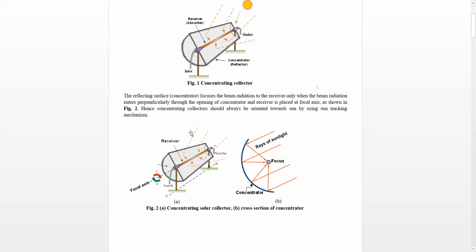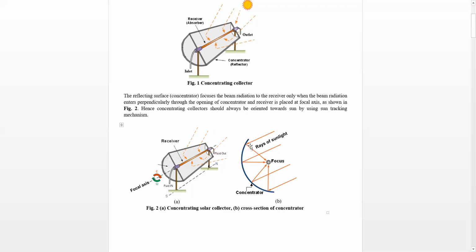The reflecting surface focuses the beam radiation to the receiver only when the beam radiation, meaning the radiation which comes directly from the sun to the place in question without changing its direction, enters perpendicularly through the opening of the concentrator. So this is the first condition. This is the cross section of this parabolic trough collector, one of the cross sections.